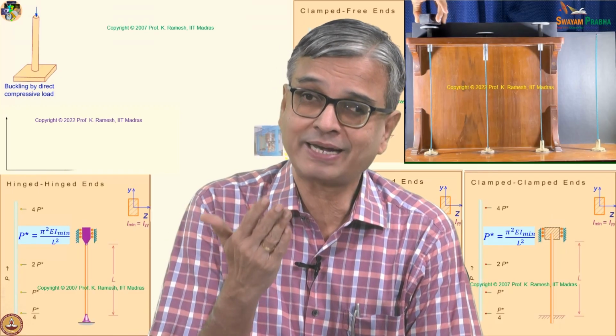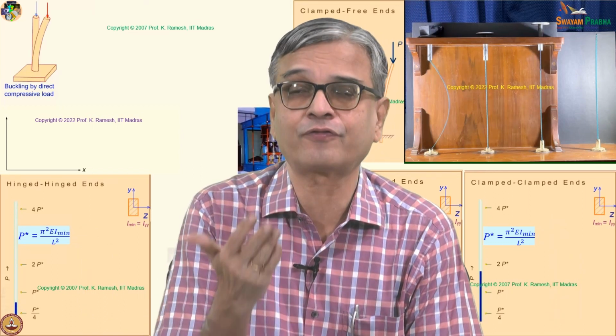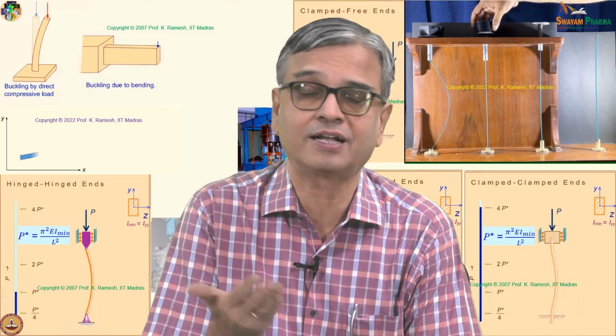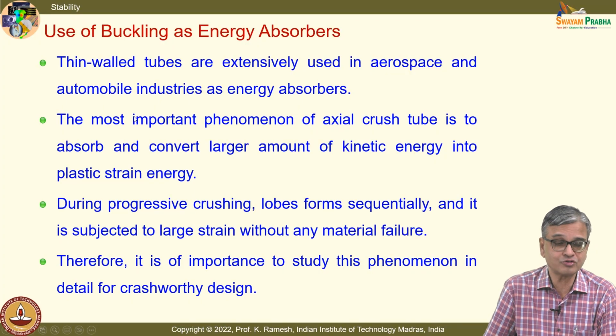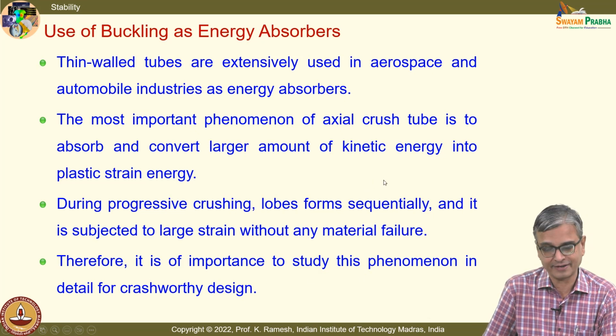See, you also have metallic foams. That is another way of softening your crash victims. Another way is to use thin-walled tubes. So, it is of importance to study this phenomenon in detail for crash-worthy design.